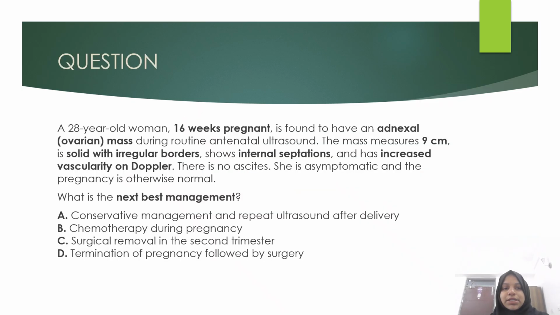Next question is a 28-year-old woman, 16 weeks pregnant, who is found to have an adnexal mass, that is an ovarian mass, during routine antenatal ultrasound. The mass measures 9 cm, is solid with irregular border. It shows internal septation, has increased vascularity on Doppler. There is no ascites. She is asymptomatic and the pregnancy is otherwise normal. What is the next best management?